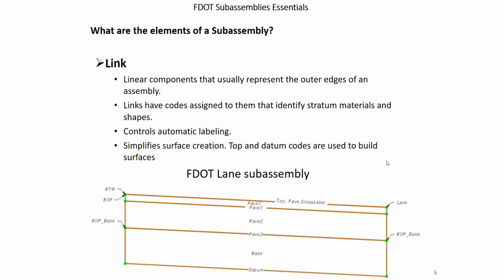These link codes can be used to simplify the surface creation. So in other words, just about all of our subassemblies have a link code called top. I can go into Civil 3D, pick that corridor and say define a surface with all of the link codes that have the word top in it, and that will then produce me a finished grade surface from my corridor.